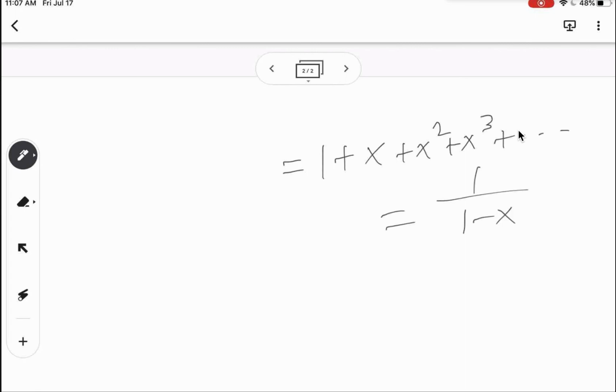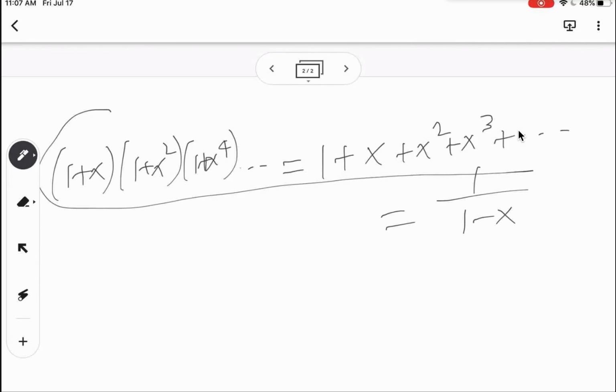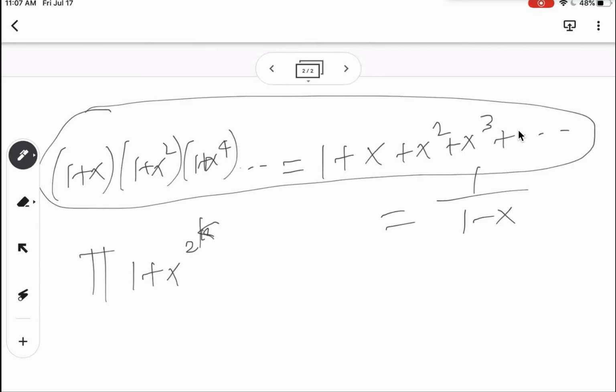On the other hand, we have 1 plus x times 1 plus x squared times 1 plus x to the fourth, all the way to infinity, right? And this is interesting because we actually have this identity. If you multiply 1 plus x to the 2 to the k over all k, this equals 1 plus x plus x squared plus all the way to infinity. I think this may come up later in a different problem.